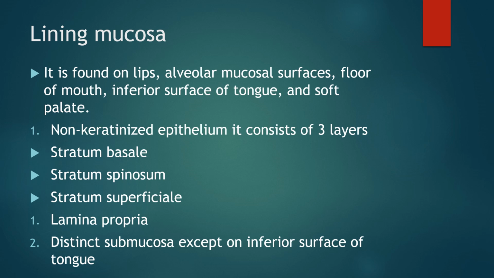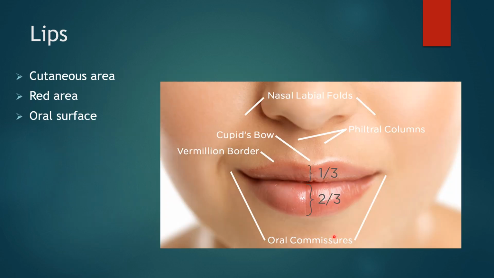So this is the lining mucosa. This is the slide of the lip. You can appreciate the lip has basically three areas: the cutaneous area. This is the cutaneous area of the lip. You can appreciate that this is basically the true skin. Then the red area, this whole area is the red area of the skin. And then the oral surface or mucosal surface, which is facing the oral cavity.